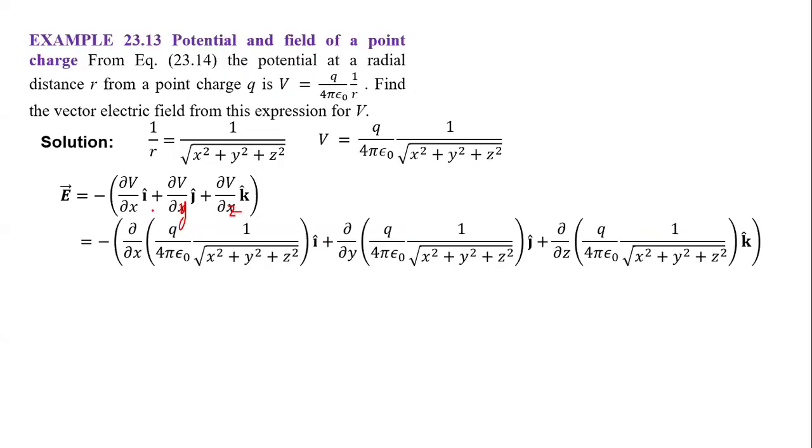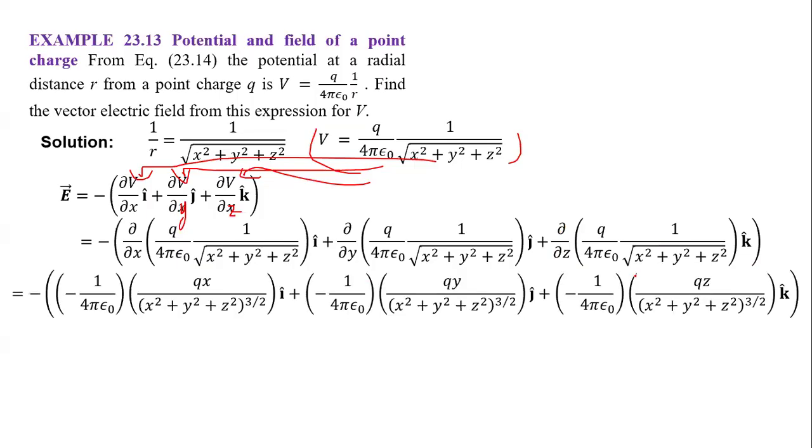Okay, so here if we plug in the potential into each component, this is going to be our expression: negative partial over partial of x of the potential i hat, plus partial over partial of y of our potential j hat, plus partial over partial of z of our potential k hat. Okay, so we can further simplify this.